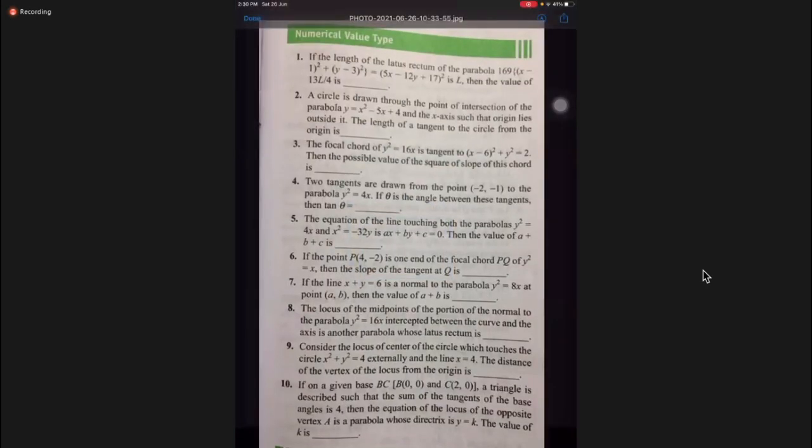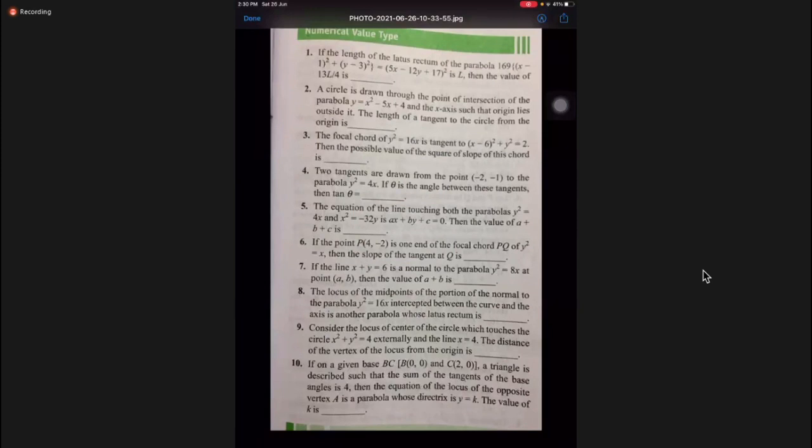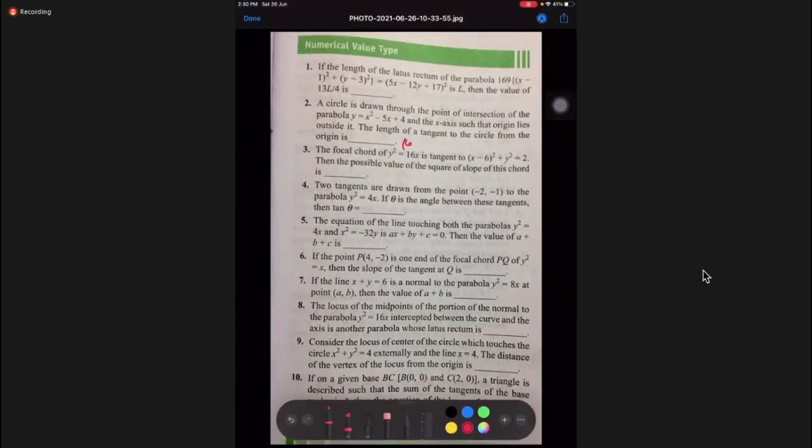Now what about the next question? Third question, students, focal chord. Then possible values of the square of the slope of the chord. What is a focal chord? You know the focus. Any chord, you don't know the slope, correct? For a focal chord, you know the focus, no, students? Here the focus is 4, comma 0.